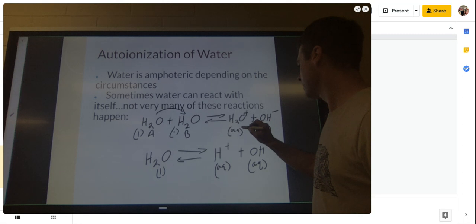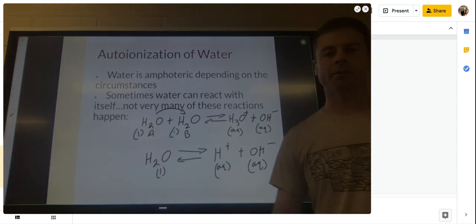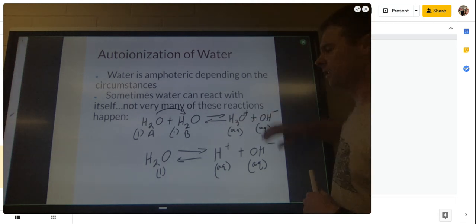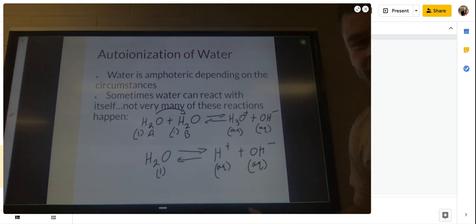Here's the deal. What you guys hopefully remember about equilibrium is that solids and liquids don't matter in terms of our equilibrium constant. So with these reactions, if we wanted to calculate K or Q, and by the way, these mean the same thing.